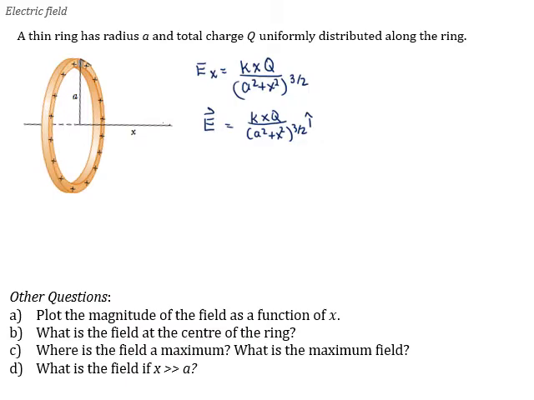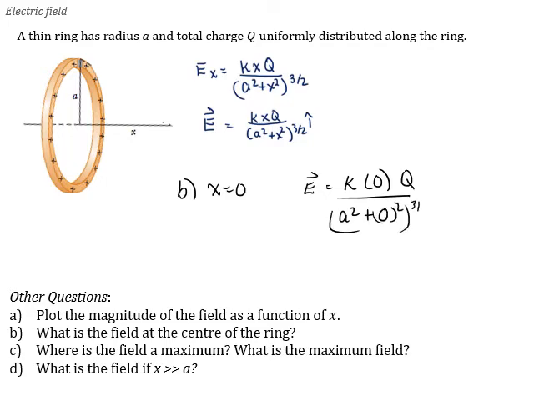Question B: what is the electric field at the center of the ring? The center of the ring is x equals 0. So our electric field is k times 0 times Q over (a squared plus 0 squared) to the 3/2, which equals 0. So the electric field is 0 at the center of the ring, which we had already seen due to symmetry.